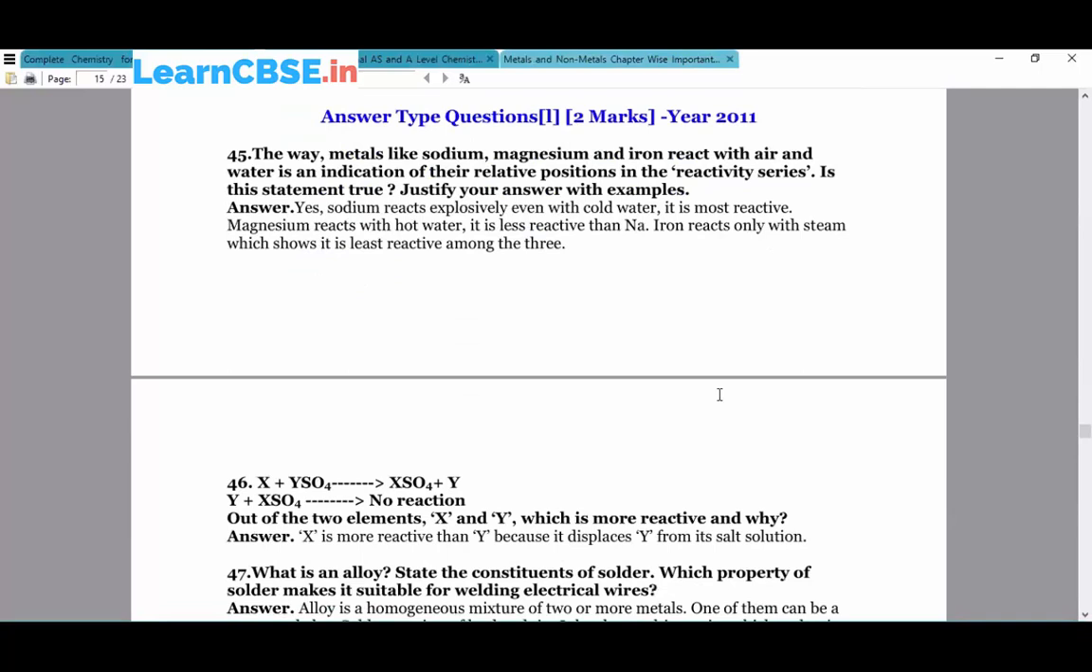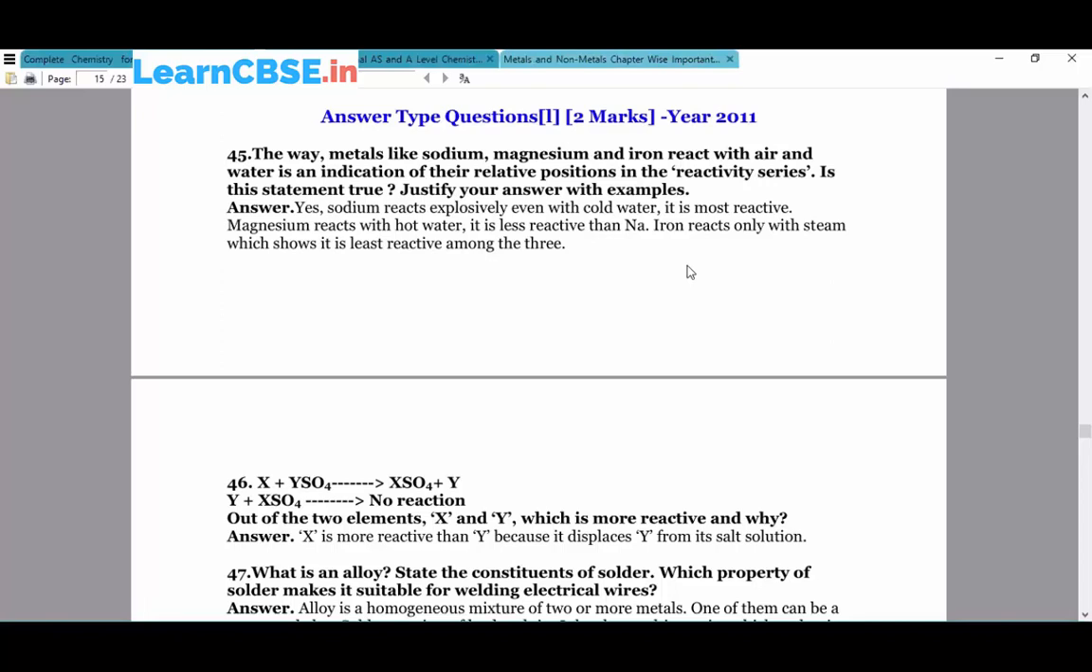The way metals like sodium, magnesium and iron react with water is an indication of their relative positions in the reactivity series. Is the statement true? Justify your answer with examples.